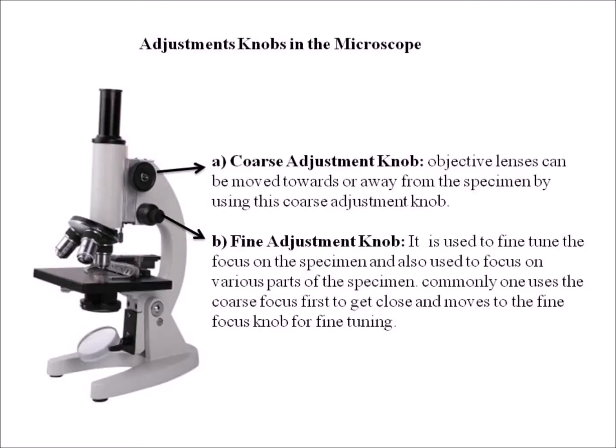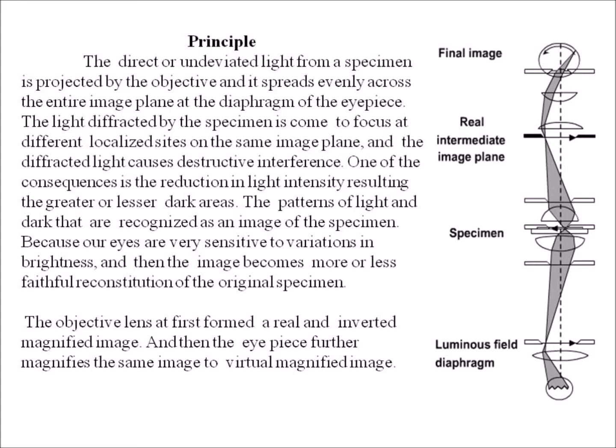Apart from the above mentioned three, the next one is the adjustment knob in the microscope. There are two adjustment knobs. The coarse adjustment knob: the objective lens can be moved towards or away from the specimen using this knob. The fine adjustment knob is used to fine-tune the focus on the specimen and also to focus on various parts of the specimen. Commonly, one uses the coarse focus first to get close and then moves to the fine focus knob for fine-tuning.